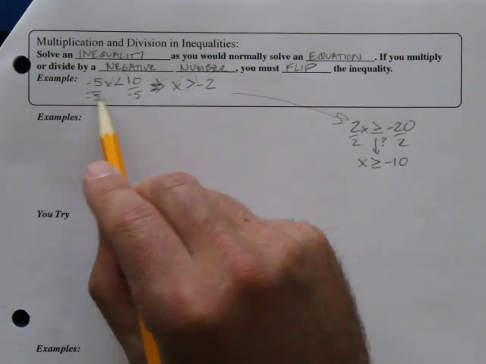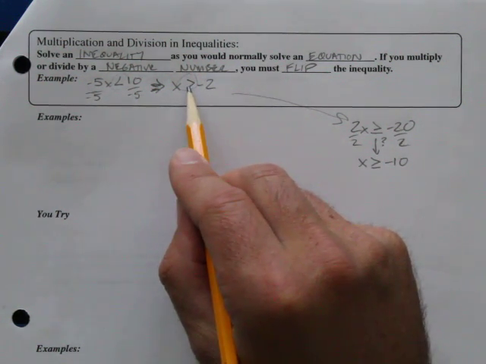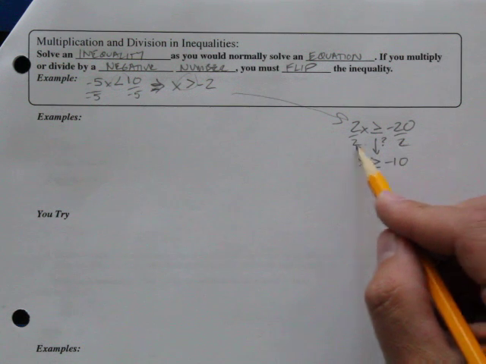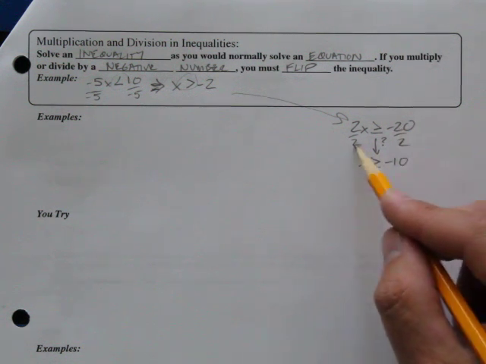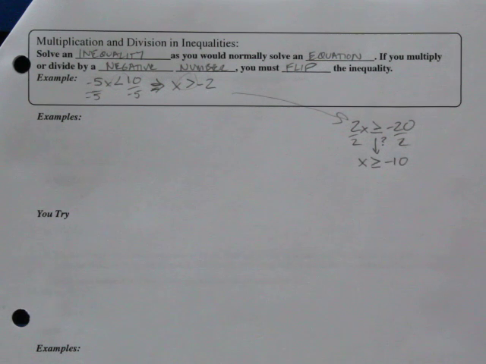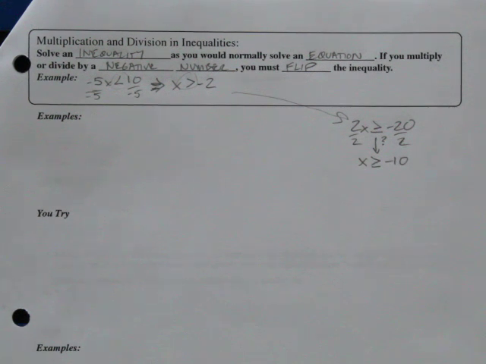If this is negative, then I flip it. Just like up here, I divided by negative 5, so I flipped it. I did not divide by a negative number. Even though this is negative, I divided by a positive number. I keep my inequality the same way.